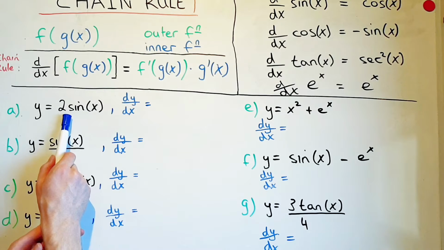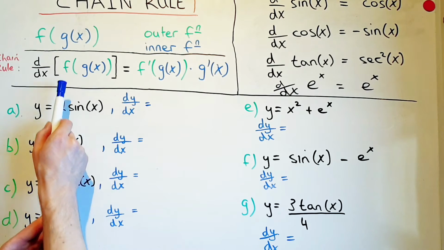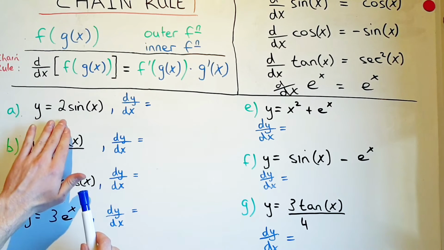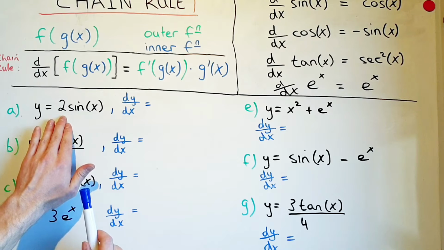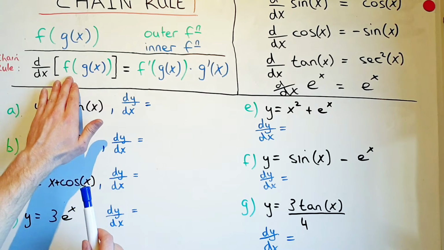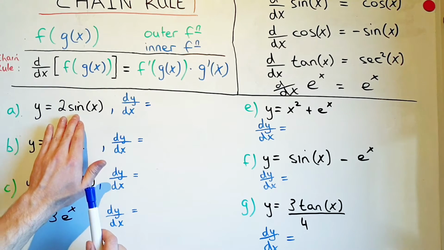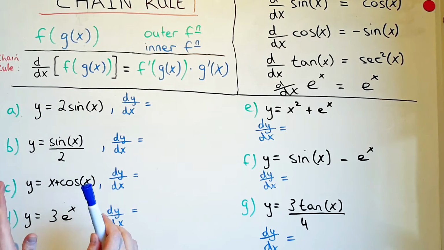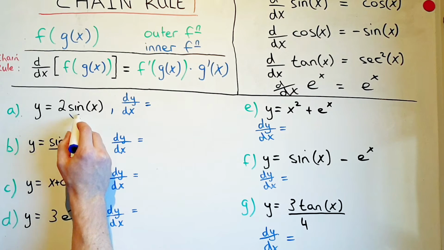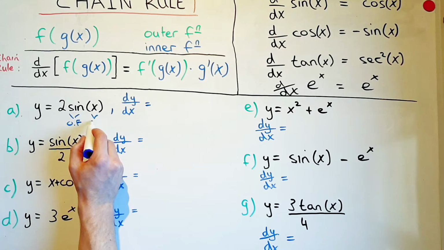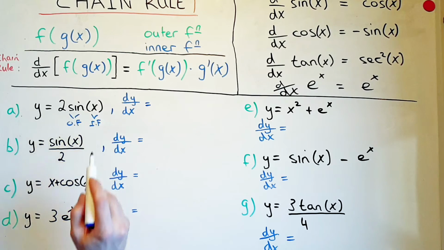Well, we can see that sine is the outer function, and our inner function is its argument here, which is just x. So this 2 is just a coefficient that doesn't really come into it at the moment. So the sine is going to be the f and the x is going to be the g. Outer function, inner function. So now we've noted that the sine, so that's the outer function, and then x is the inner function.